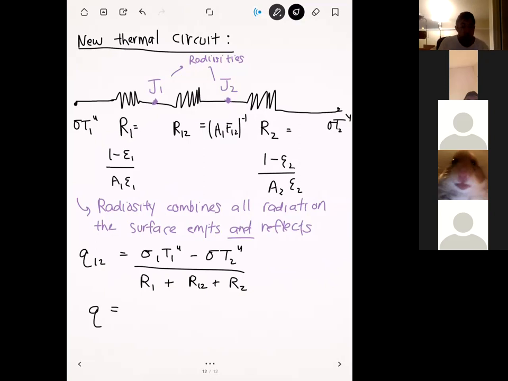Another way that you can compute the heat transfer is to take the difference of the radiosities. So we can do J1 minus J2, divided by just the resistance in between them, which is just R12. Or you can just do basically any combination of nodes in between here.